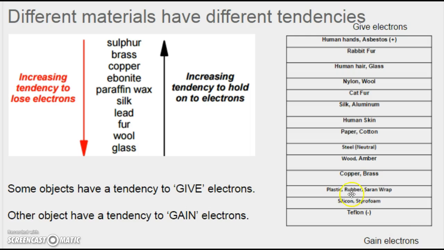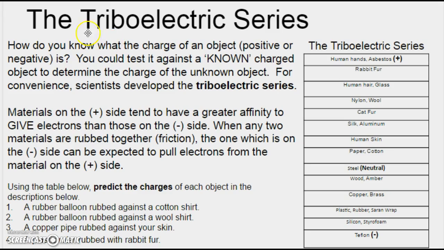It wants to gain. Rubber material rubbed against cotton, which was a lot of our shirts. When we rub them together, cotton has a tendency to give electrons, and the rubber balloon that we rubbed it upon has a tendency of gaining electrons. They each have different tendencies. What they do with their electrons is their tendency. So let's apply the Triboelectric Series to that.